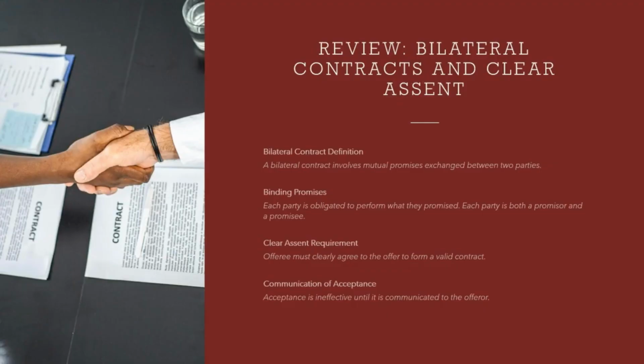Another review is bilateral contracts, and to add the importance of a clear assent being required. As already discussed in this lecture series, a bilateral contract involves mutual promises exchanged between two parties. Those are the promises that bind. Each party is obligated to perform what they promised. Each party is both a promisor and a promisee. And there is a requirement of clear assent. The offeree must clearly agree to the offer to form a valid contract. Communication is required, so there is no acceptance unless it's communicated to the offeror.